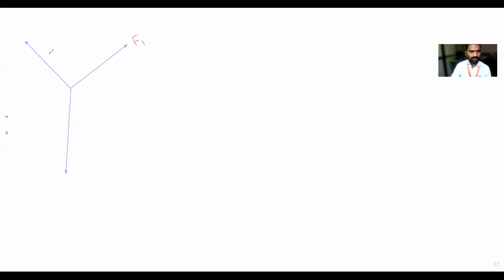Is it visible? White screen. Yes, sir. F1 force, F2 force, and I will take this as the F3 force. This is a space diagram. I will write it. So how to denote it by Bow's notation?